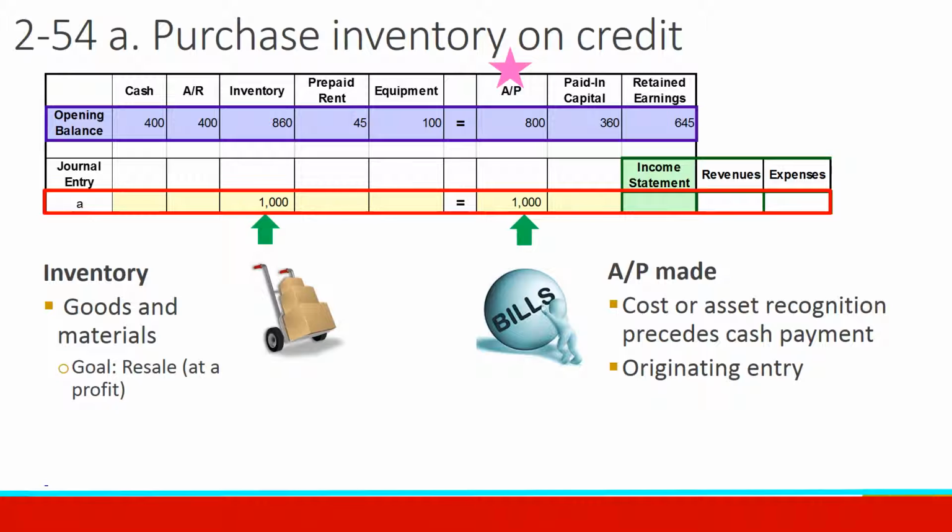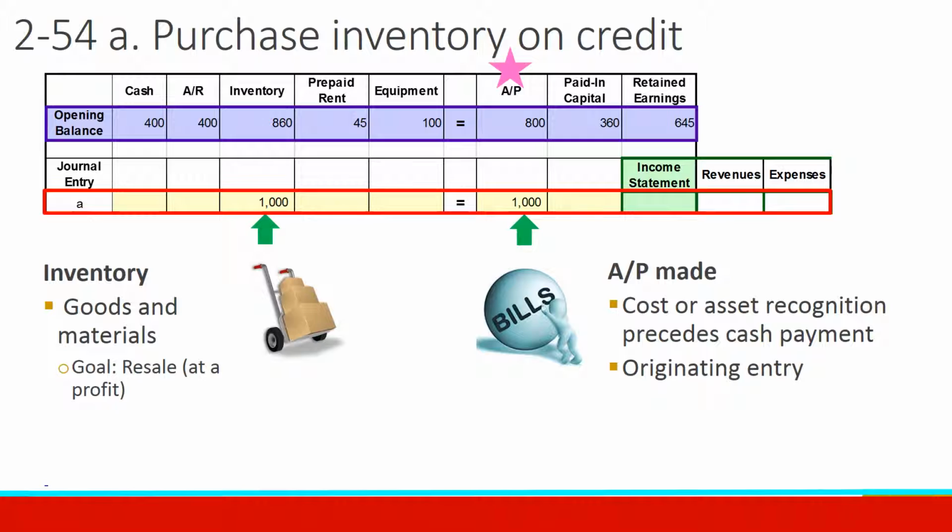And so in this particular case, we're not paying for the inventory right off, we're agreeing to pay later. So as an offset to that 1,000 in inventory, we're going to record an increase in accounts payable. And we're originating here an accrual, a type of account, an account payable. That's why the pink star is there.